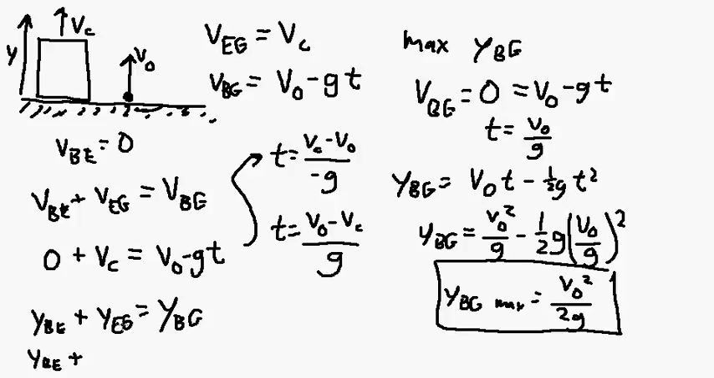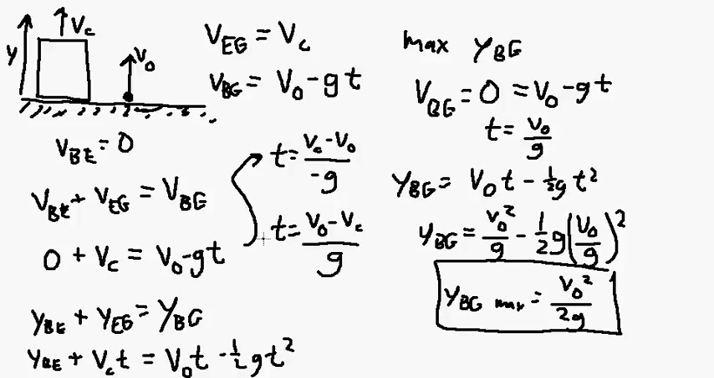Okay, plus y for the elevator with respect to the ground. Well, it starts from the ground at 0, right, and then goes up. So that's going to just be vc, this constant speed which is going up, times t. I mean, that's pretty easy, right? Constant speed for the elevator starts at 0, so y elevator with respect to ground is just vc times t. Okay, and then ybg is going to be vbg, so it's this thing here, equals v naught times t minus 1/2 gt squared.